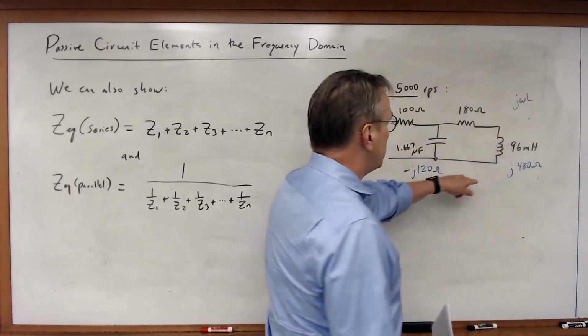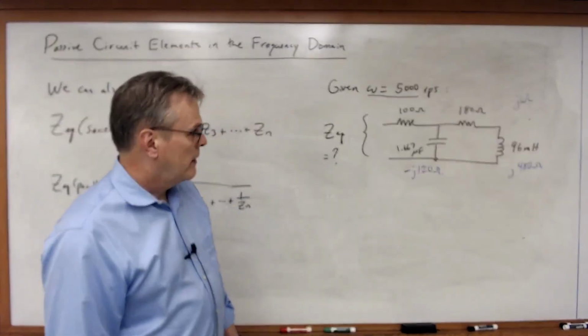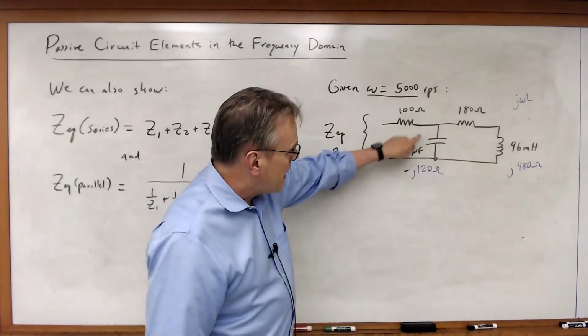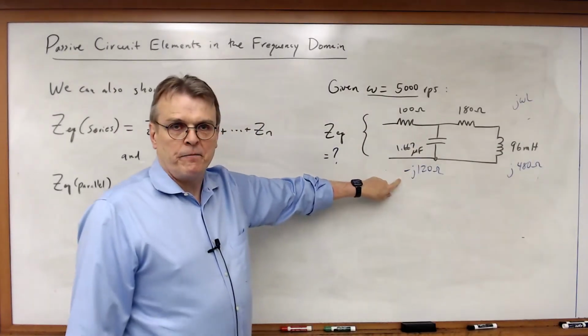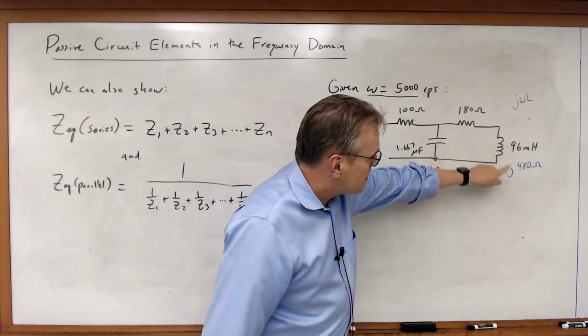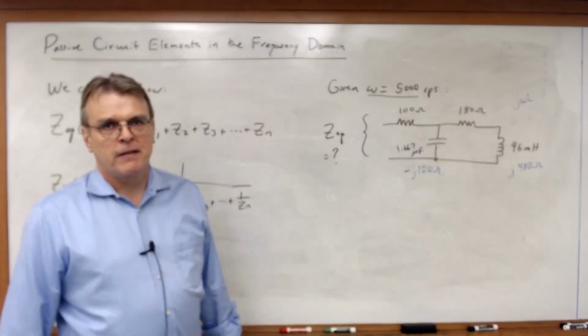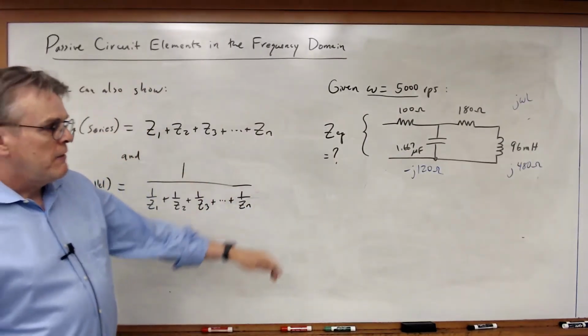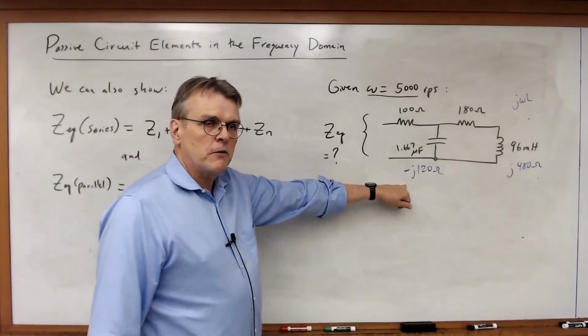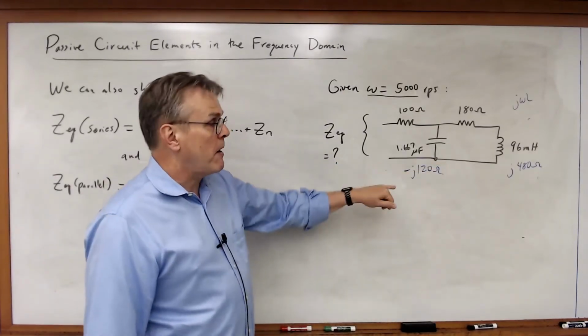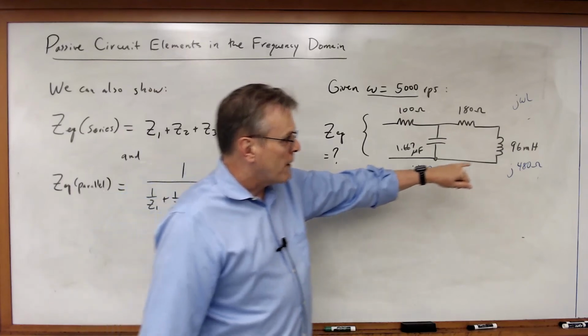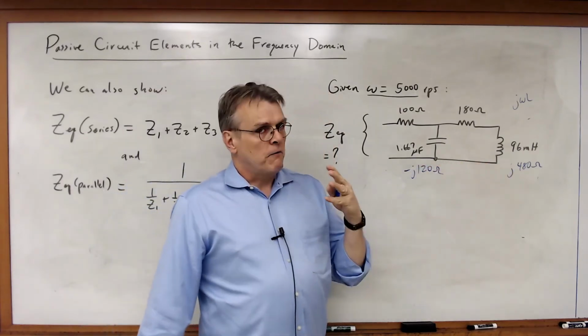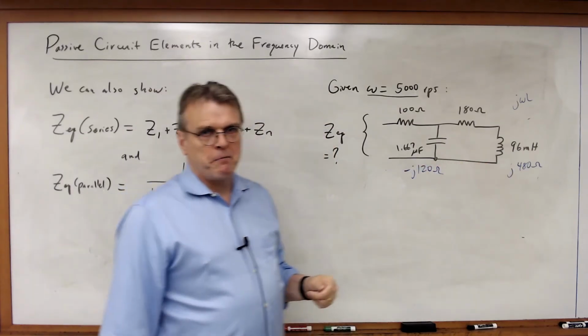Now note something here you're going to see over and over again. The impedance of a capacitor is always negative. The impedance of an inductance is always positive. It's always going to be that way. If you get a positive impedance for a capacitor or a negative impedance for an inductor, look what you did wrong. You made a mistake.